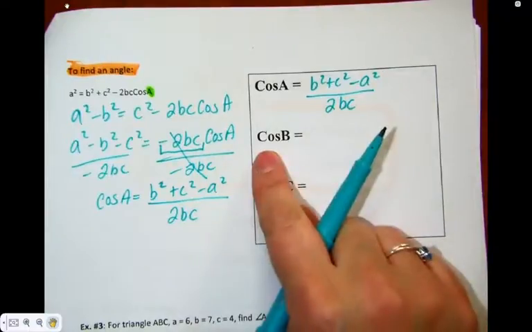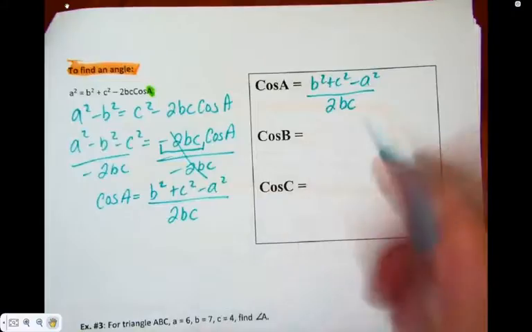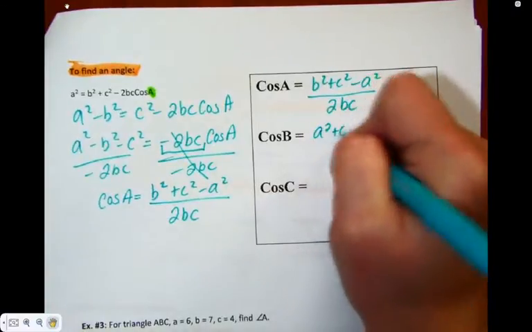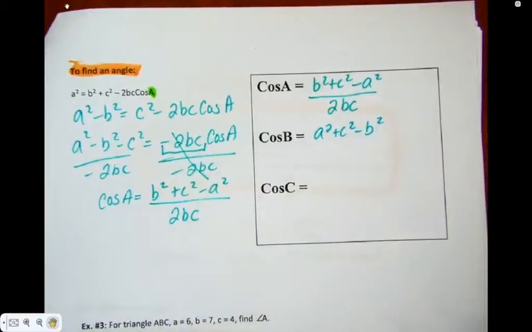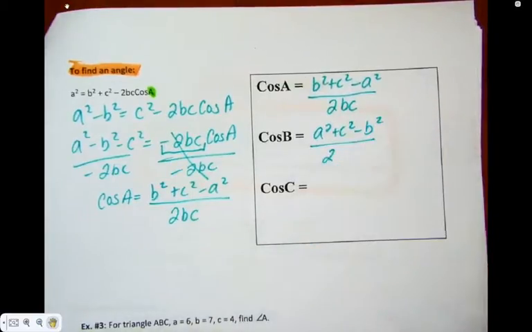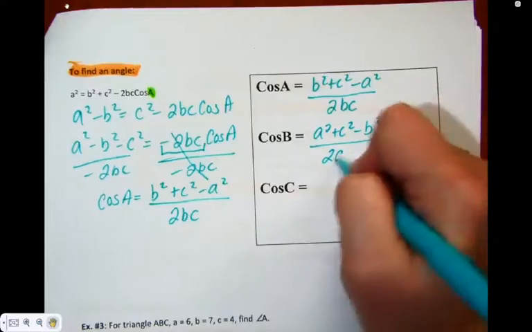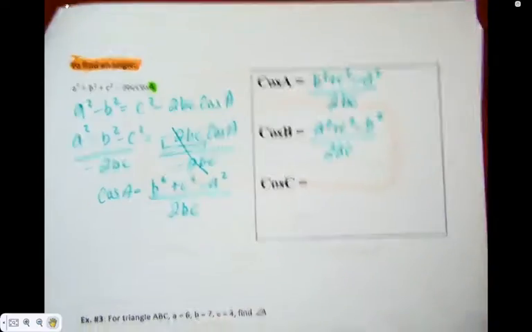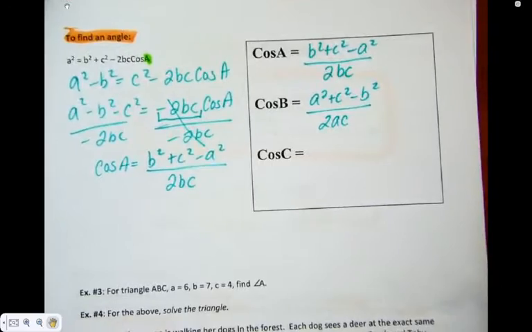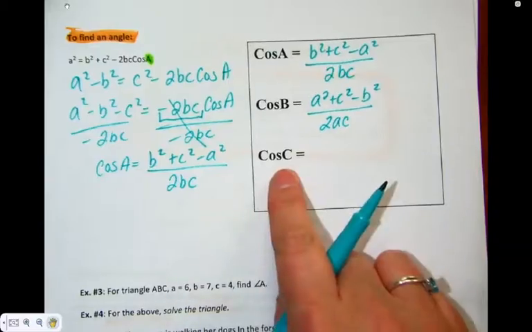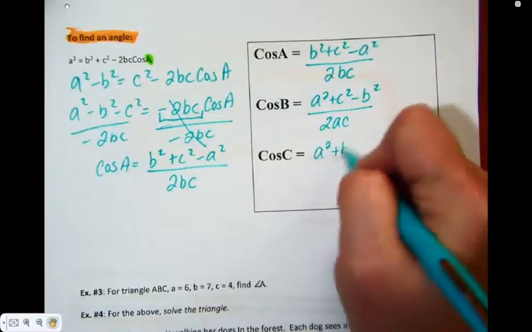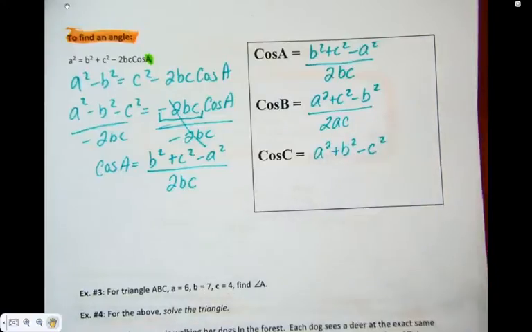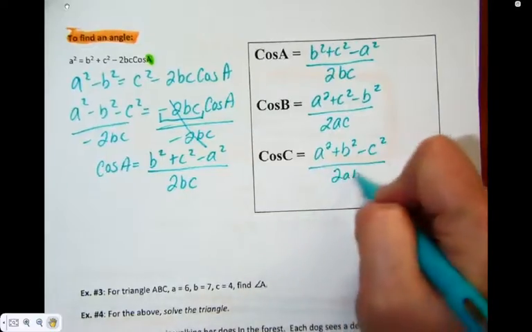What if I wanted for cos B? Well, we start with the other two letters, so A squared plus C squared. We minus the same letter, so minus B squared. And then on the bottom, we get 2 times the first two letters, AC. If I want cos of C, what are we going to start with on the other side? A squared plus B squared minus C squared, divide by 2AB.